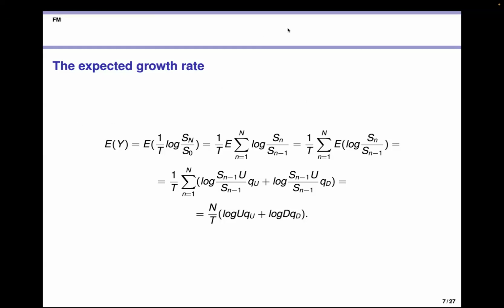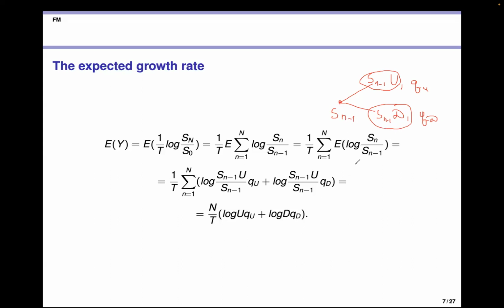I can explain in more detail. So we have S n minus 1, and at the next moment it is S n minus 1 multiplied by u with probability Qu, yes? Or S n minus 1 multiplied by d with probability Qd. So if we would like to compute the mathematical expectation, it is this multiplied by Qu and this multiplied by Qd. It is if we want to find the mathematical expectation from this.